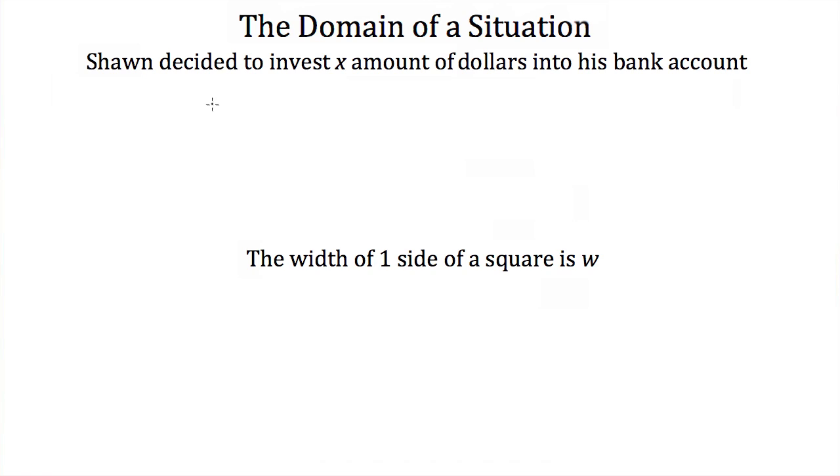Here we're told that Sean decides to invest x amount of dollars into his bank account. Well, Sean cannot deposit negative $2. That wouldn't make any sense. So when we talk about this word problem, we would say that x has to be greater than or equal to 0. He can deposit $0. He can deposit $1 or $100. He just cannot deposit any negative dollars because, again, that doesn't make any sense. So this word problem, if it was one, would have an inherent domain, because we know that x can't be negative.